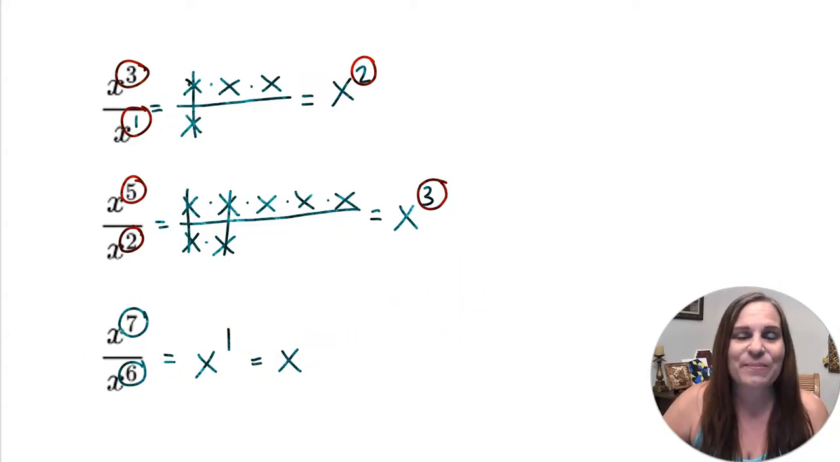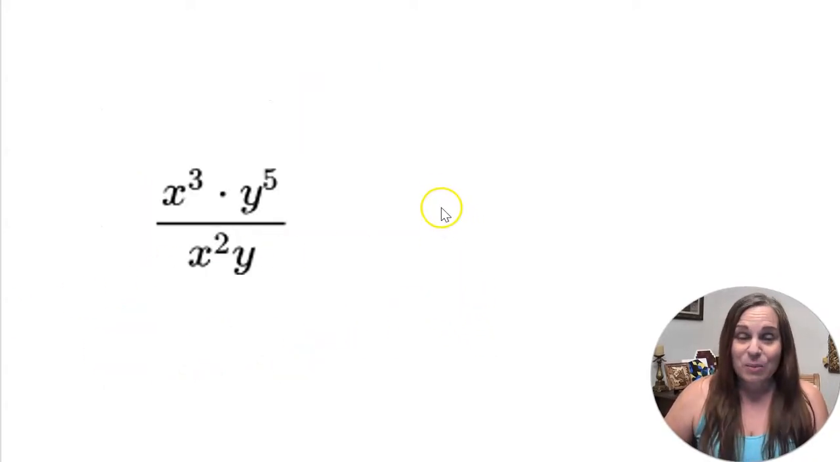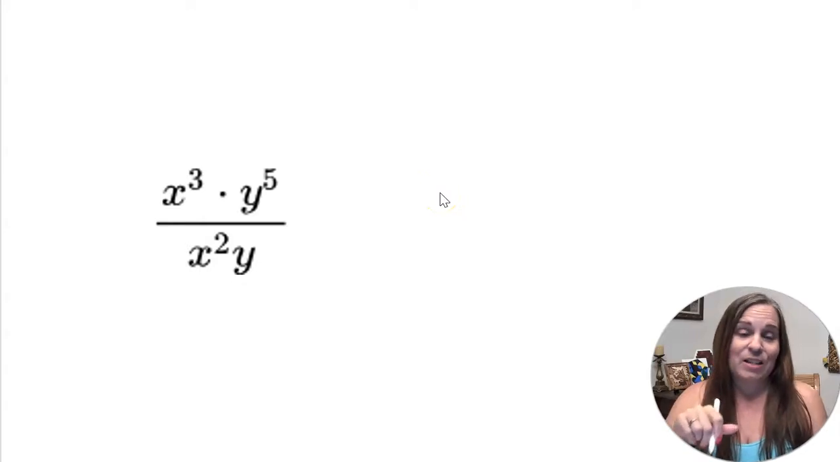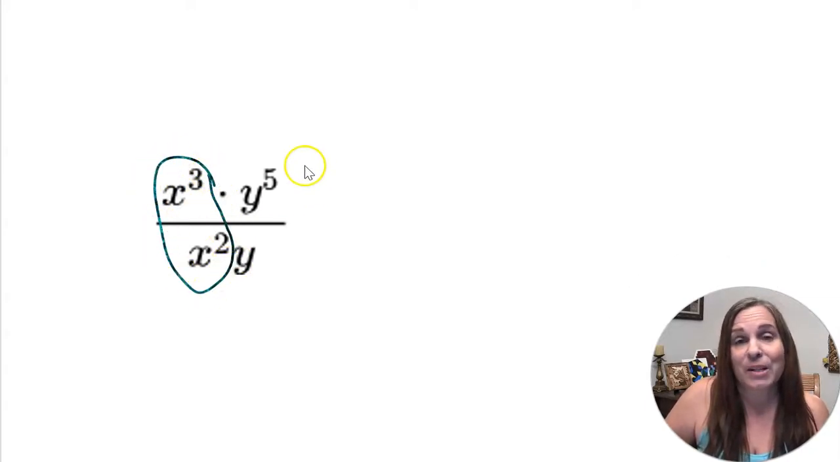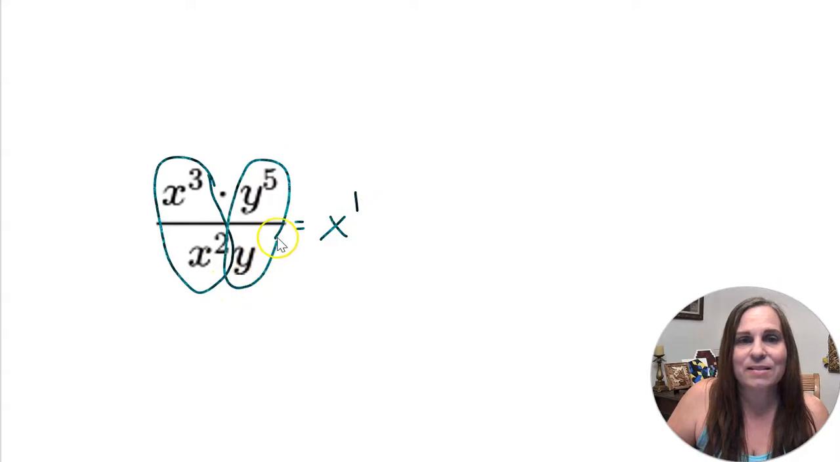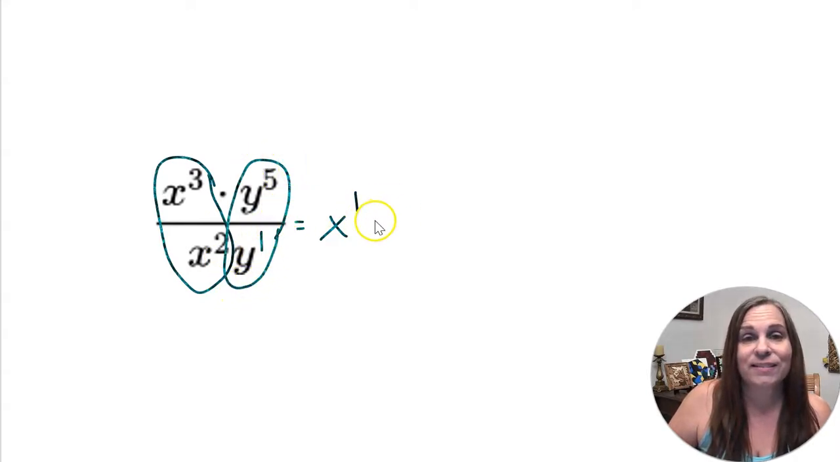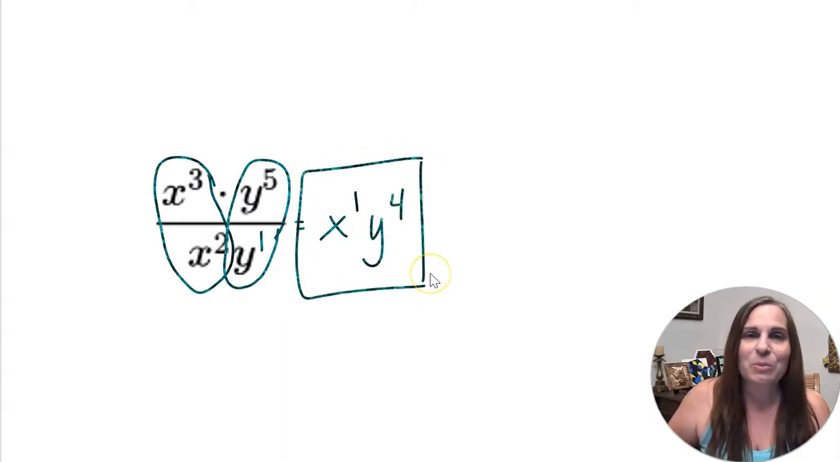Let's try one more. Just like we could only multiply with the same base, we can only divide if the bases are the same too. So if I'm going to divide these, I'm going to subtract the exponents. 3 minus 2 gives me 1. And then I'm going to do the same thing with the y's. This is y to the 1st, remember. 5 minus 1 is 4. And remember, this works with numbers as well.